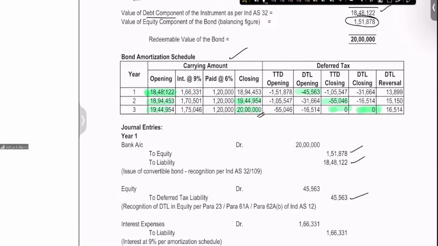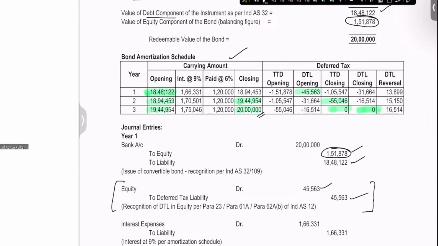The debit should go to the place where the difference has actually been recorded. If it were in the P&L, it would go to the P&L. If it were in the OCI, it will be in the OCI. If it were in the statement of changes in equity, it will go to the statement of changes in equity. So this is treated as an equity item. Therefore, where is it going to go? It will go straight away to equity. 45,563.